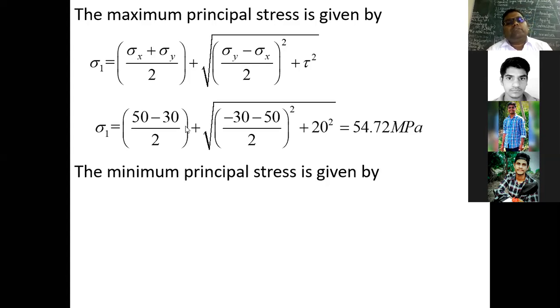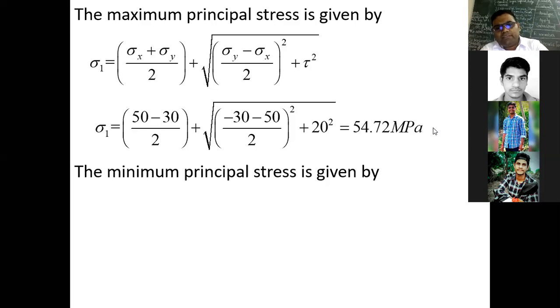Simply put each value here. Sigma x is 50, sigma y is minus 30. You just put all the values here, and you will get 54.72 megapascal. This is the maximum principal stress.